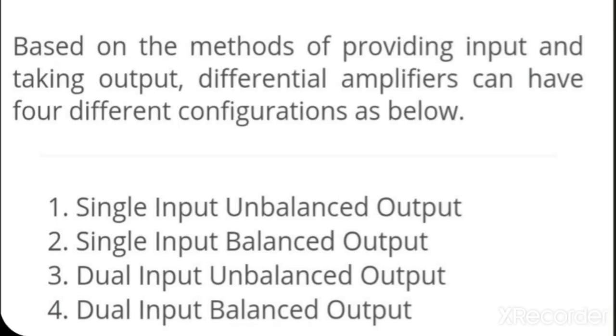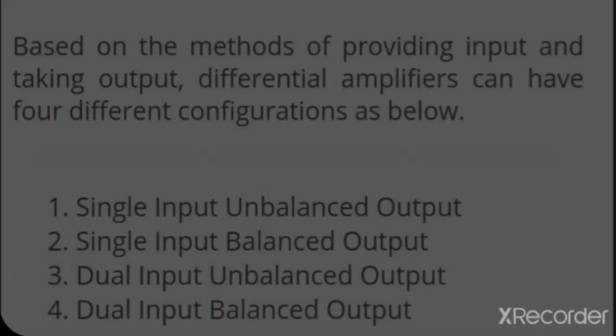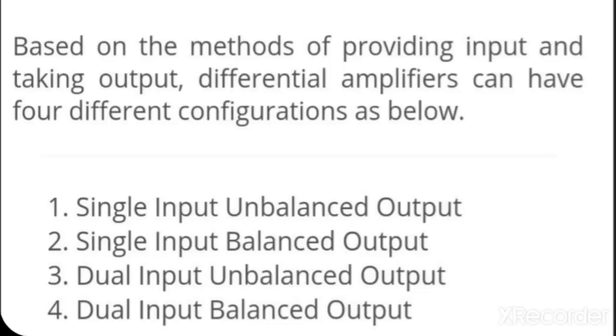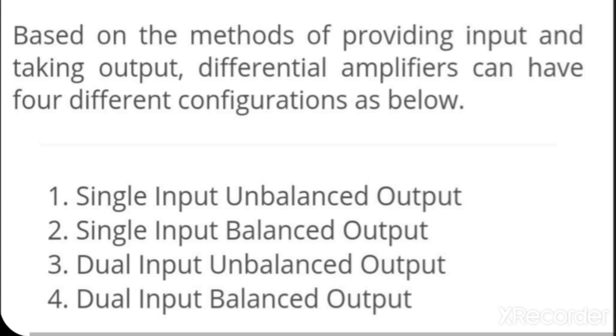For the proper operation of differential amplifier, it is necessary that the two transistors should be identical and of the same type. Also, all the components in the two emitter biased circuits should be perfectly matched. The details of these configurations will be discussed in the next video.